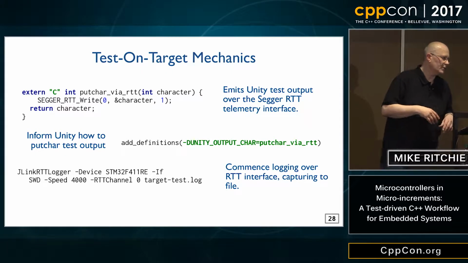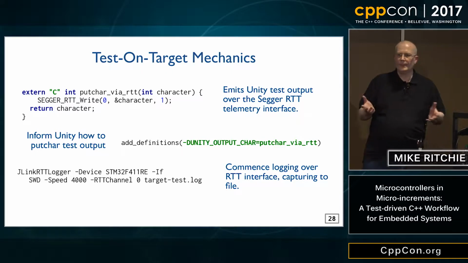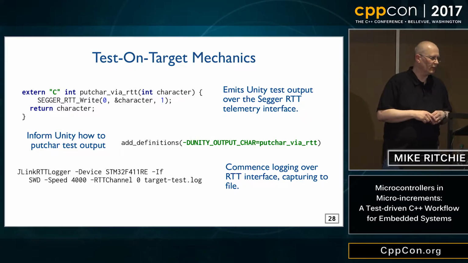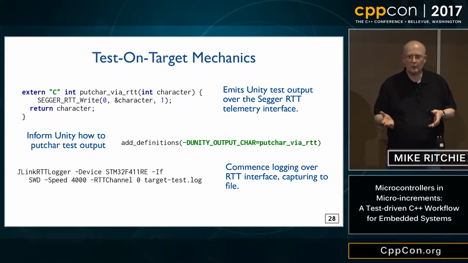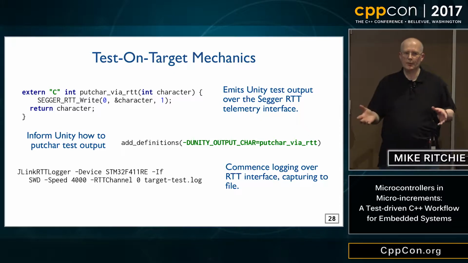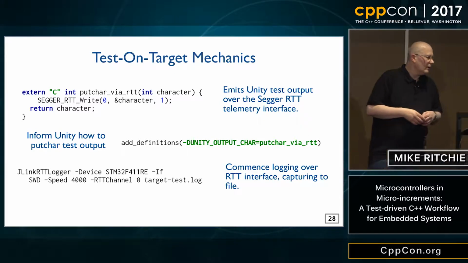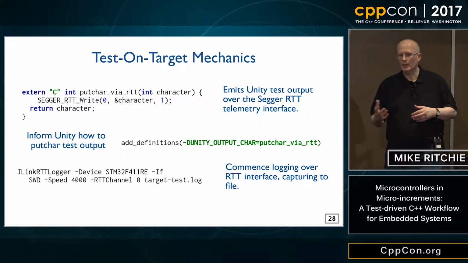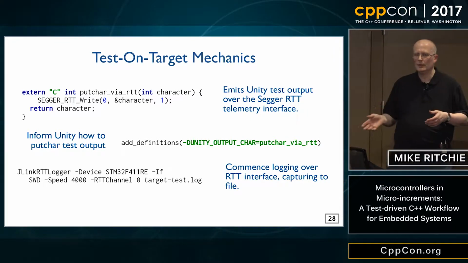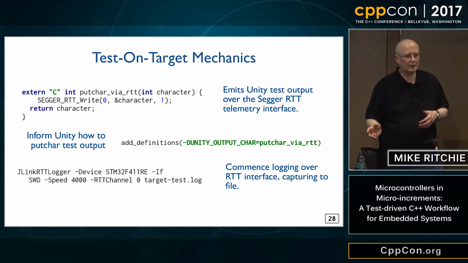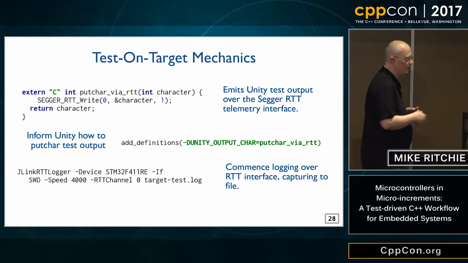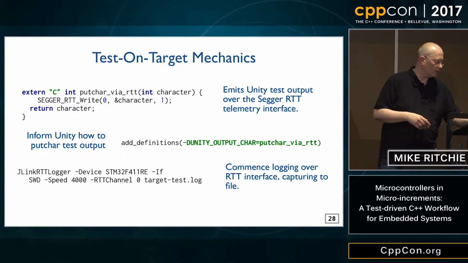So the mechanics of this are that I have to implement some putchar that works over that mechanism, RTT. I have to let Unity know that that's how we're going to putchar. And then when I'm capturing the log, I have to use a Segger tool to do that. Now you could do this with ARM semi-hosting, you could do it with a UART interface. It's entirely up to you how you do this, but I tend to have the Segger tools within my build anyway, including the RTT framework, so that works pretty well for me.